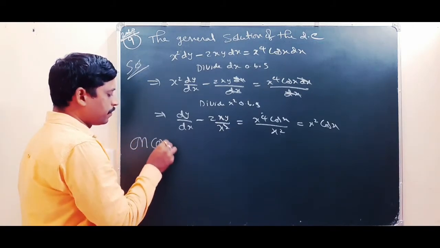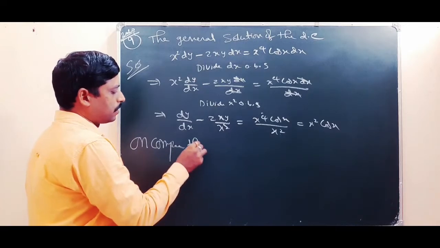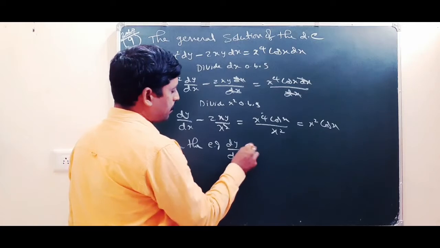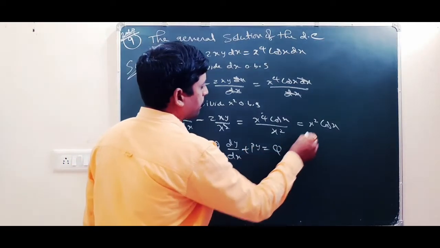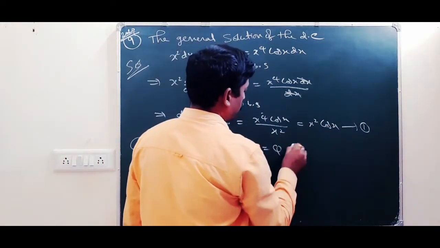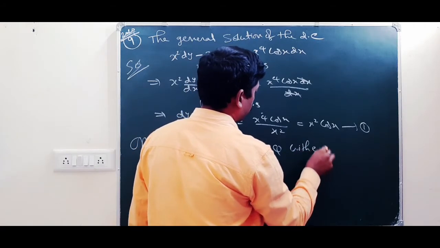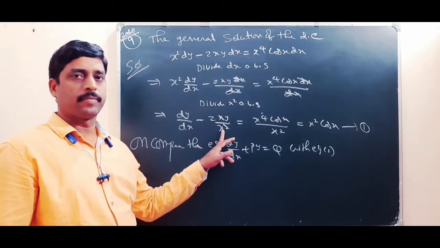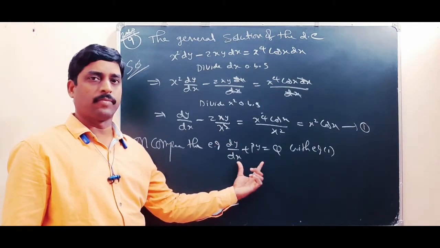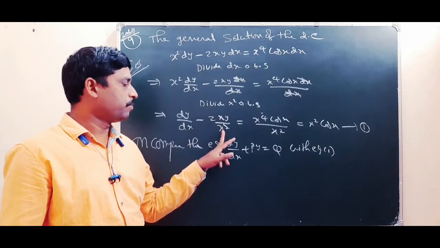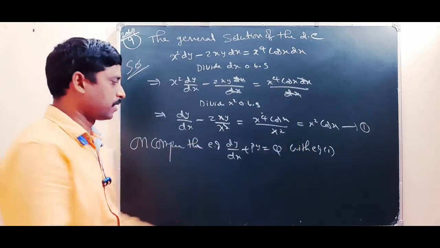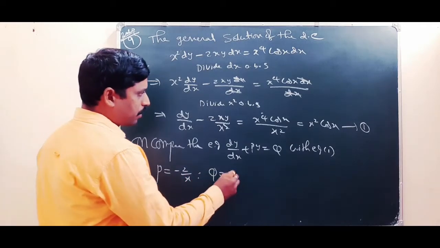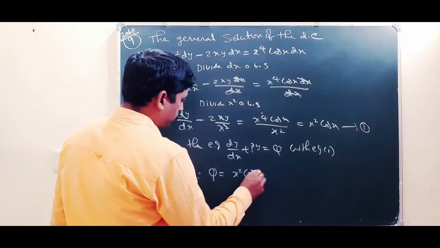On comparing the equation dy by dx plus py is equal to q with equation 1, where p value is minus 2 by x. This is the linear differential equation form, where the p value is minus 2 by x and the q value is x square cos x. P is equal to minus 2 by x and q is equal to x square cos x.